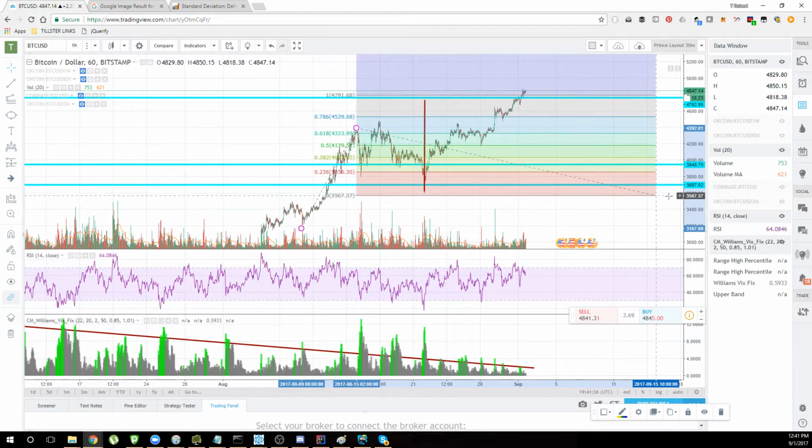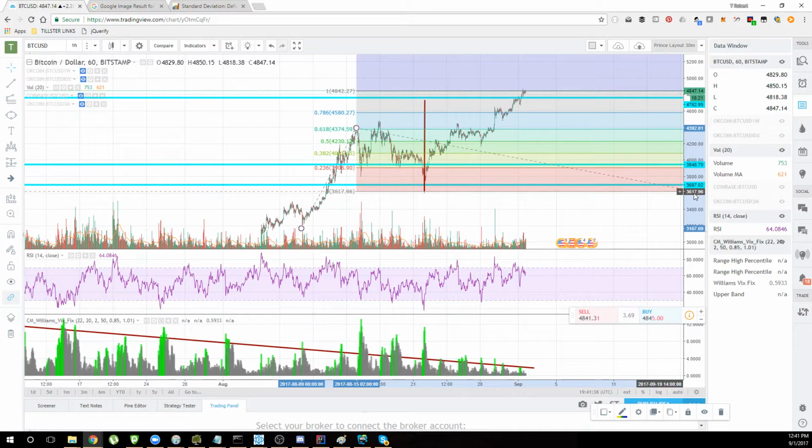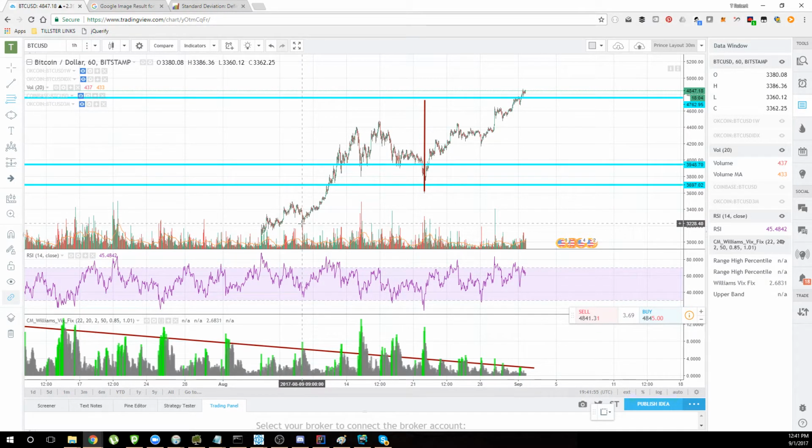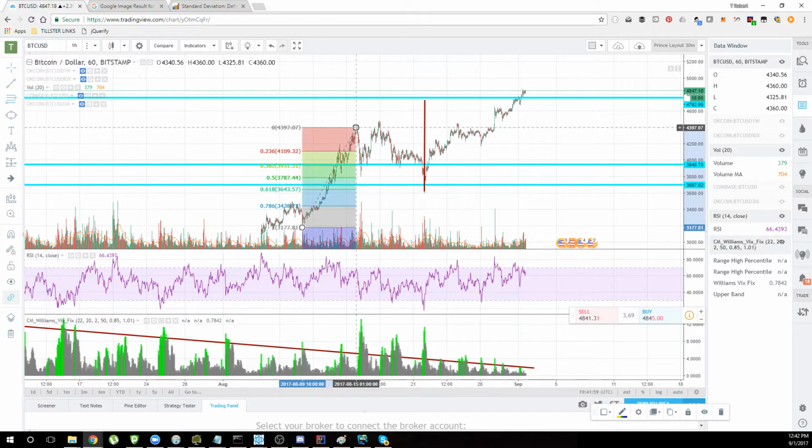I'm just going to extend that out into the future. I'm saying I want to extend this motion. I want to take this motion and extend it. If I want to see where it can come down to, I wouldn't use a trend-based Fibonacci extension. I'd use a Fibonacci retracement to see where it could come down to. I'm just going to take it to here, and then I'm going to extend it over here.